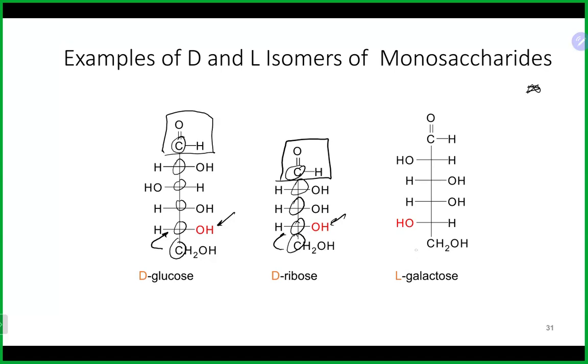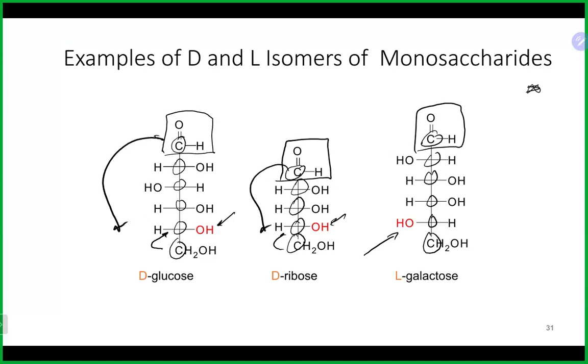And L-galactose here, also an aldose. 1, 2, 3, 4, 5, and 6. Here, the OH group is on the left-hand side on our last chiral carbon, and that gives us an L isomer in this particular case. So again, D and L are determined by the last chiral carbon furthest away from the carbon-oxygen double bond.